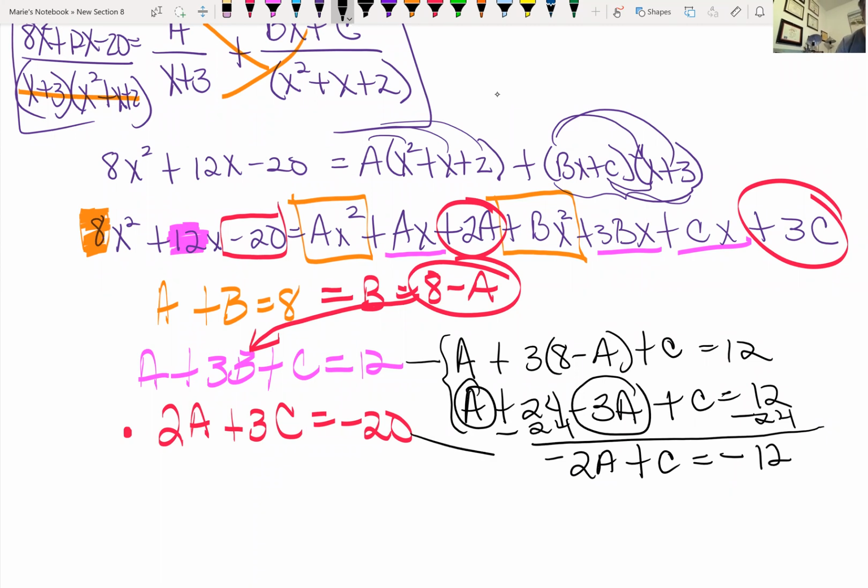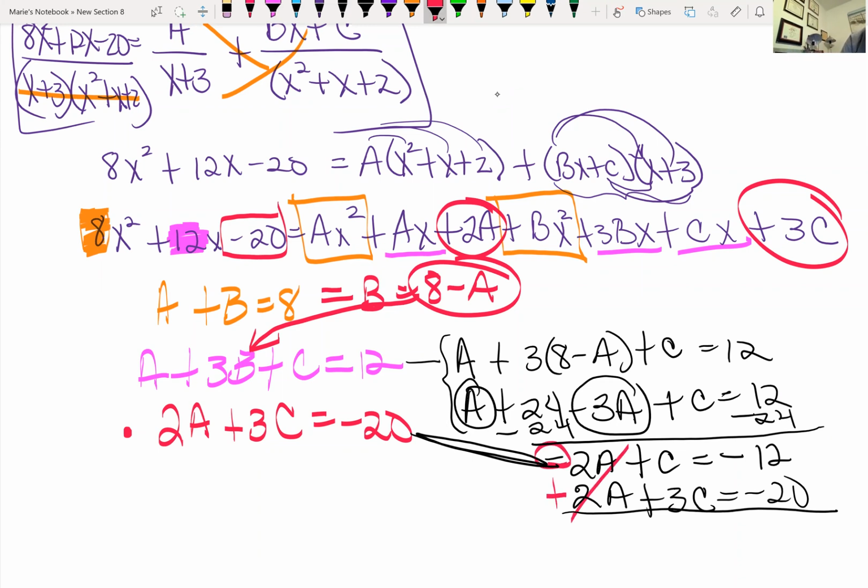So now I combine these two, which is the whole point of my doing B in terms of A, so I can solve for that. I have 2A plus 3C is equal to negative 20. Notice that the 2A's are opposite signs, so these two are going to cancel because that's a negative, this is a positive. I'm left with 4C is equal to negative 32, and therefore C has to be equal to negative 8.